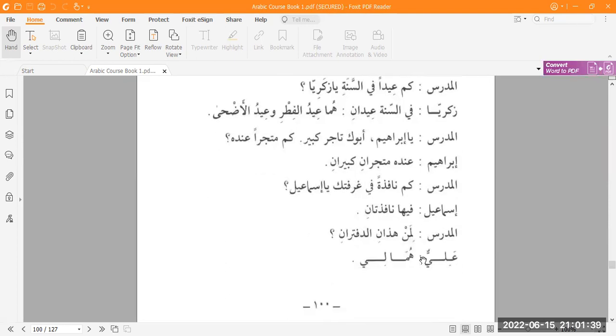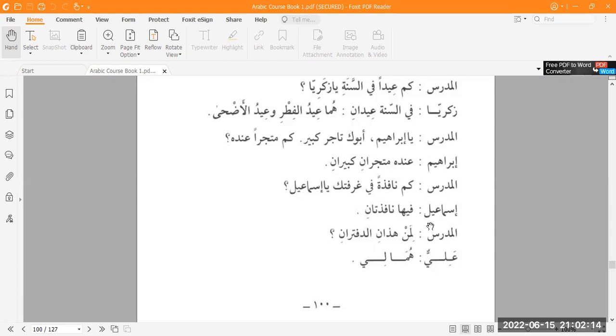Okay, now the teacher turns to the next student. He says, Al-Mudarrisu, kam nafidhatan fi ghurfatika ya Ismailu. Kam nafidhatan. Nafidhatun, we did this word before, it means a window. Kam nafidhatan. How many windows are there fi ghurfatika, in your room? Ghurfatun, room. Ghurfatika, the kasra on ghurfati is because of fi. So kam nafidhatan fi ghurfatika ya Ismailu. How many windows are in your room, O Ismail?